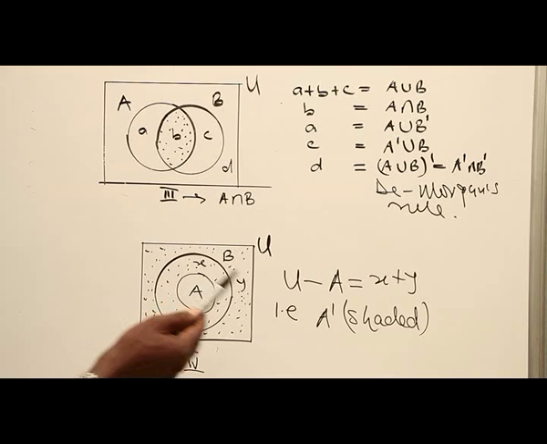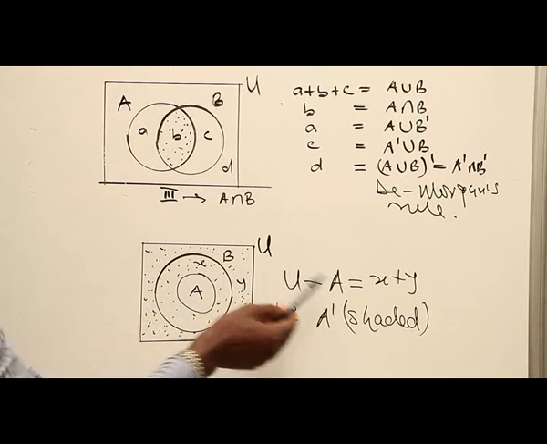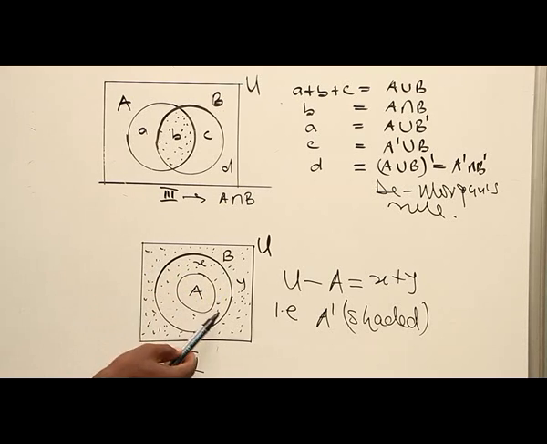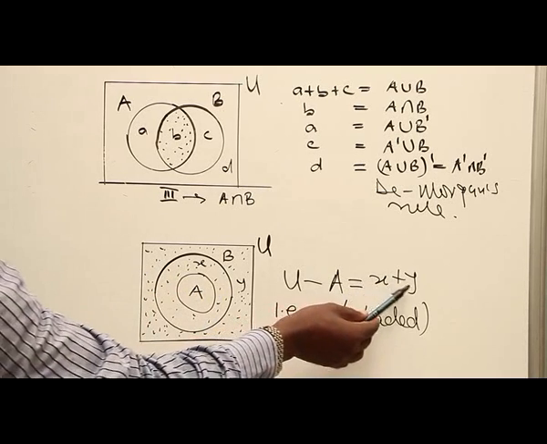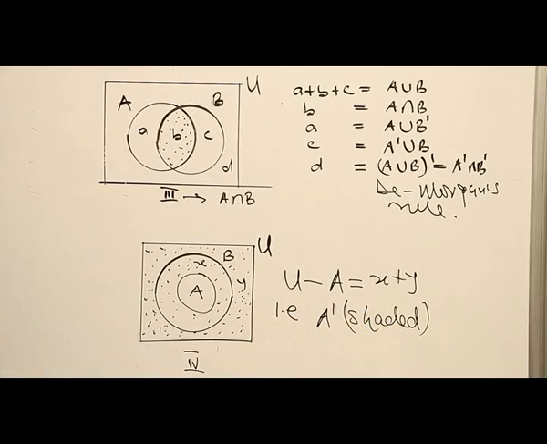So U difference A, remember when we talk about the difference of two sets, U difference A means all the elements that are in U which are not in A. The elements that are in U that are not in A are found in the location of S and the location of Y, which gives you the element S plus Y. That is A complement, which is the shaded portion. That gives you the difference of U and A.